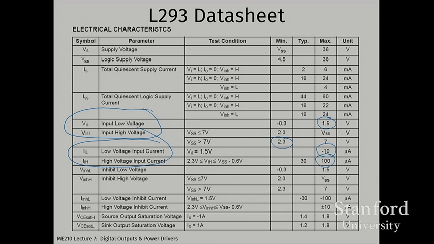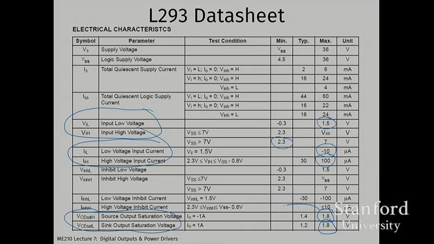Instead of giving you VOH and VOLs and all that, it gives you a parameter called saturation voltage. And this is the voltage difference between the output pin in either the high or the low state and the supply or ground pin. So what this is saying is that if you're in the high state, the output voltage will be within 1.8 volts of the high power supply voltage. And if you're in the low state, the output voltage will be within 1.8 volts of ground.